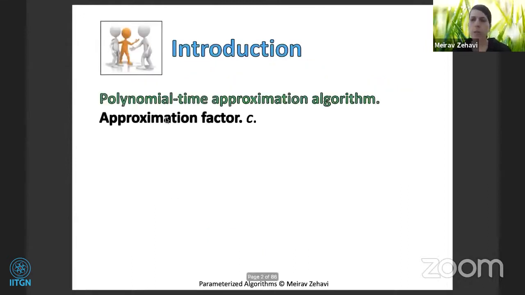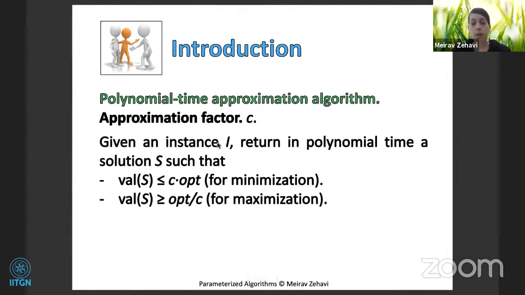So I will start with a few definitions. What are parameterized approximation algorithms? Towards that, first recall that when we talk about polynomial time approximation algorithms, we care about some approximation factor c. Our objective is as follows. Given some instance I of the problem, we want to return a polynomial time solution such that its value will be at most c times the optimum for minimization. So we are at most c times worse than the optimum. And for maximization, we want the value of the solution that we return to be at least the optimum over c.